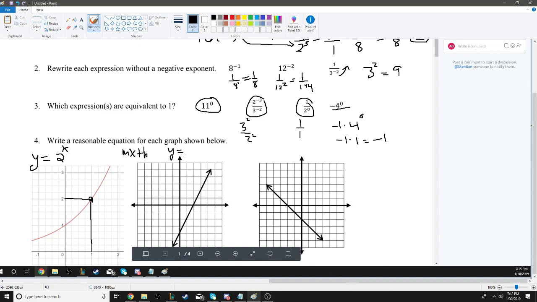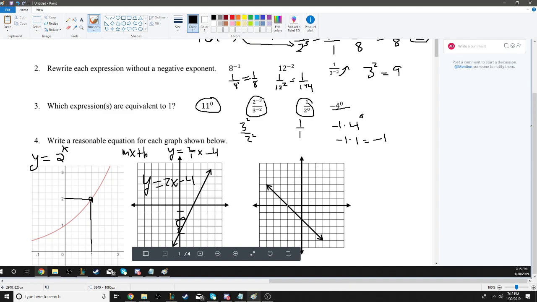So y equals, let's do your slope first. Your slope is going to be rise 2 over 1. So that's a 2 over 1 slope, x. And then your y-intercept is negative 1, negative 2, negative 3, negative 4. So therefore this equation is y equals 2x minus 4.